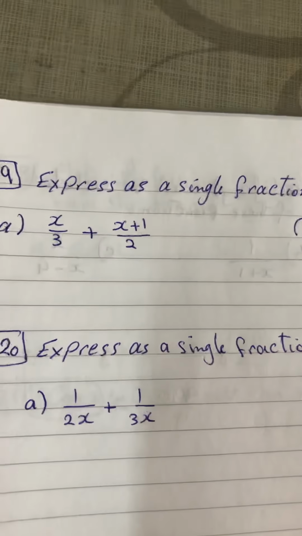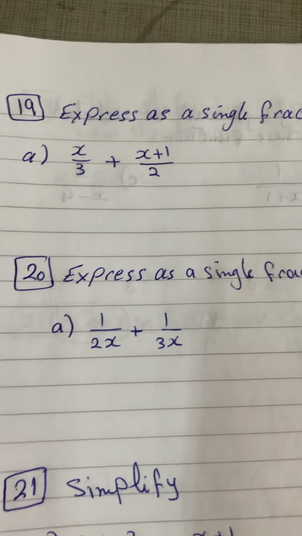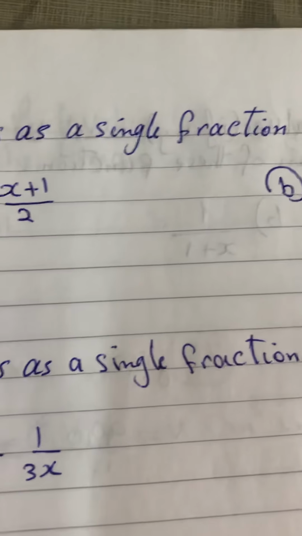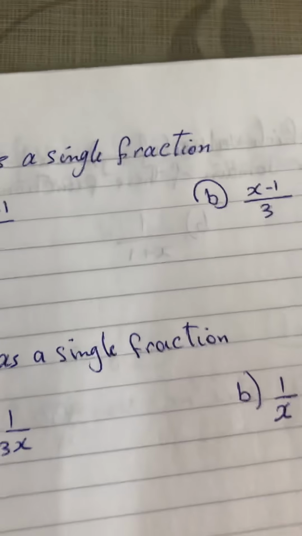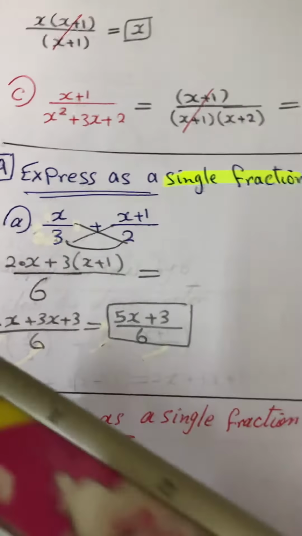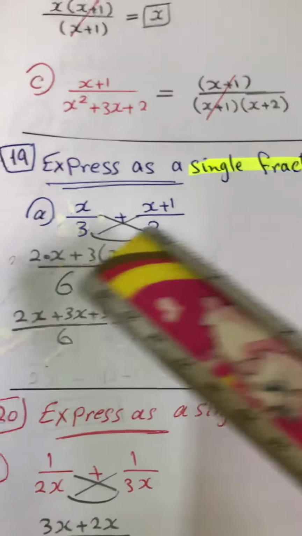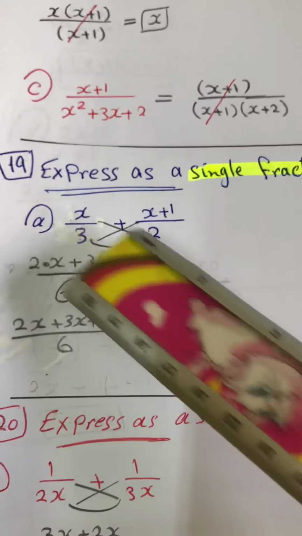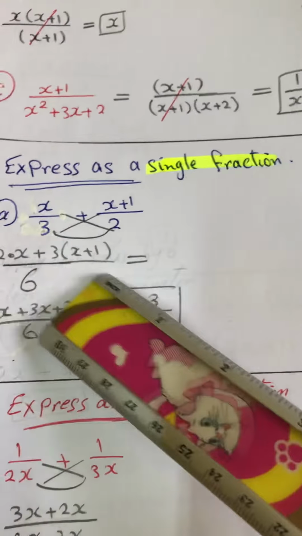Now question number 19. Express as a single fraction. Attention, girls, I said single fraction, so don't clear the denominator. Don't clear the denominator, but what you have to do is cross multiplication like this. Okay, x over 3 plus x plus 1 over 2. Make cross multiplication like this. The denominator will be 6 and x multiplied by 2, then 3 multiplied by open brackets x plus 1.